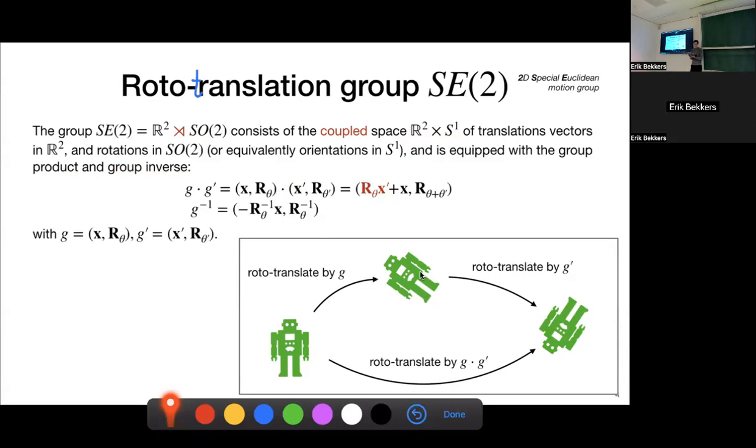And then it has this group product, which tells us how to combine two group elements. So I have a translation and a rotation matrix, and another translation and rotation matrix. If I combine them together with the group product, I get a new translation, which is a shift by x of the group acting on this one, and a rotation of the original position. So we see some mixing going on with rotations and translations, and the rotation angles just add up. We also have an inverse group element to this. In many cases, you don't have to remember these group products. They're somewhat simple to memorize, but they've been worked out in many cases.